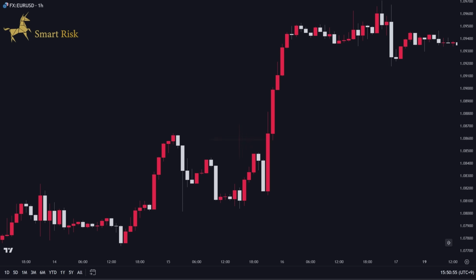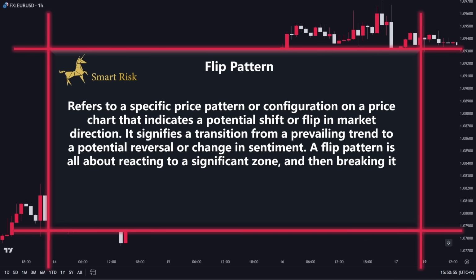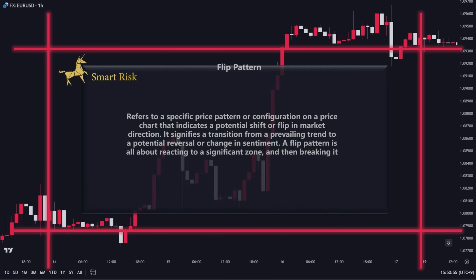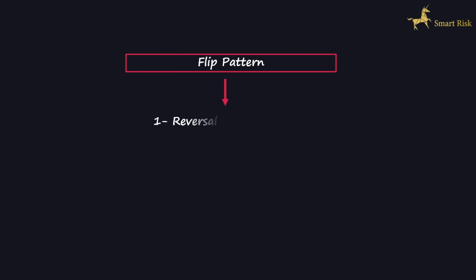A flip pattern refers to a specific price pattern or configuration on a price chart that indicates a potential shift or flips in market direction. It signifies a transition from a prevailing trend to a potential reversal or change in sentiment. A flip pattern is all about reacting to a significant zone and then breaking it. Flip patterns are divided into major categories: reversal and continuation patterns.